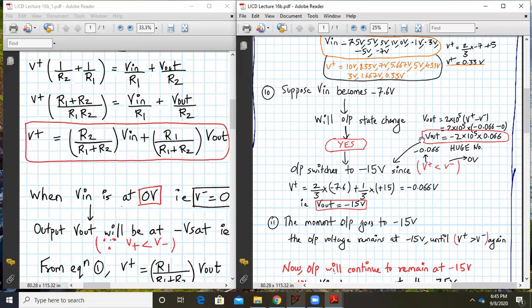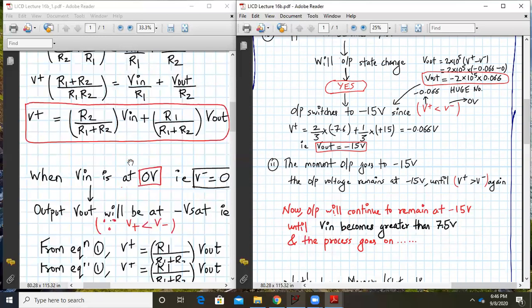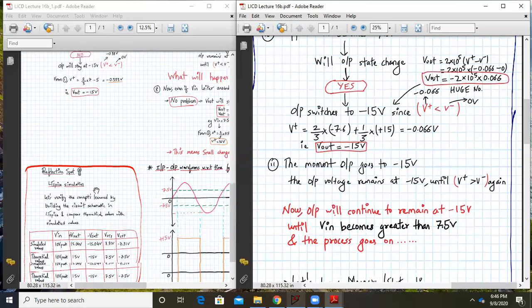So output switches immediately to minus 15, and the moment the output goes to minus 15, it will remain there at minus 15 until V plus is greater than V minus again. Okay, now the output will continue to remain at minus 15 until V in becomes greater than 7.5 again. So that's what is happening, and the process will go on. Now why V in greater than 7.5, I will let you know from this graph.